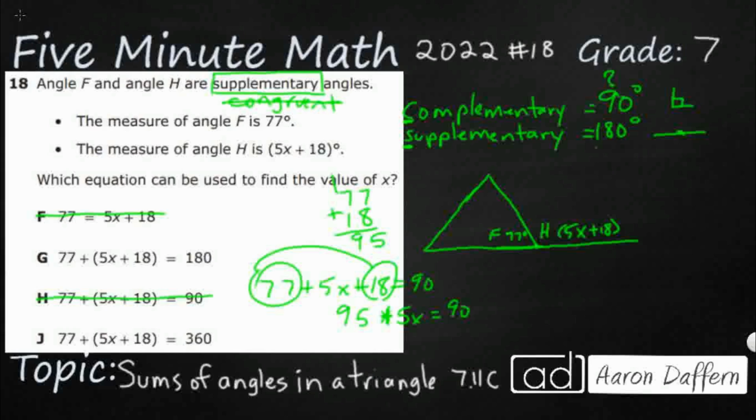And 360, we don't learn any angles that add together to make 360. I mean, there's 360 degrees within a quadrilateral, right? But we don't really learn that. We learn about our 90 and our 180. So we could have eliminated F, we could have eliminated H, we could have eliminated J, just because we haven't learned anything for 360. So our answer here is going to be G. You need to add them up to 180.